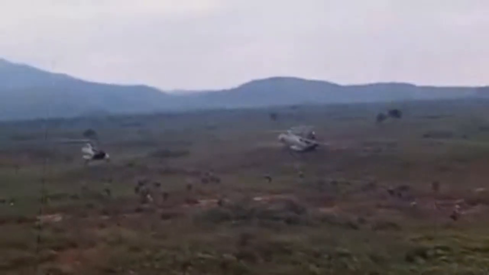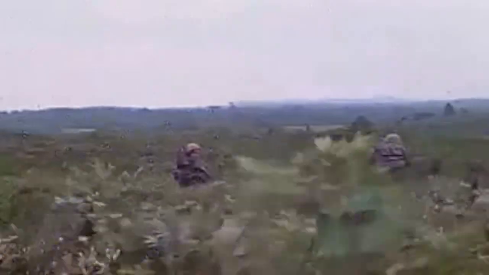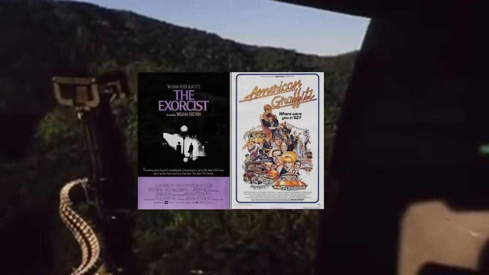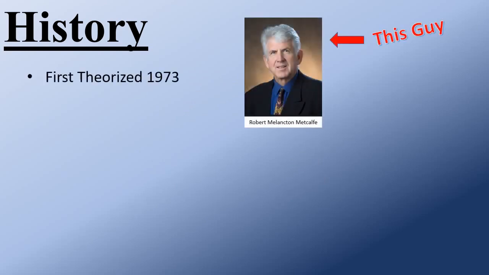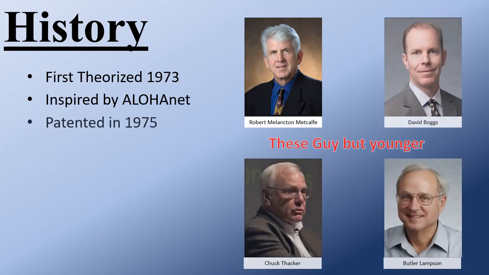The year was 1973. The United States was beginning to draw down its involvement in Vietnam. The films The Exorcist and George Lucas's American Graffiti are all the rage. And at Xerox's Palo Alto Research Center, Robert Metcalfe first came up with the idea of Ethernet networks. He was inspired after studying AlohaNet, an early networking design developed by the University of Hawaii. And in 1975, Xerox filed a patent application naming Robert, David Boggs, Chuck Thacker, and Butler Lampson as inventors.